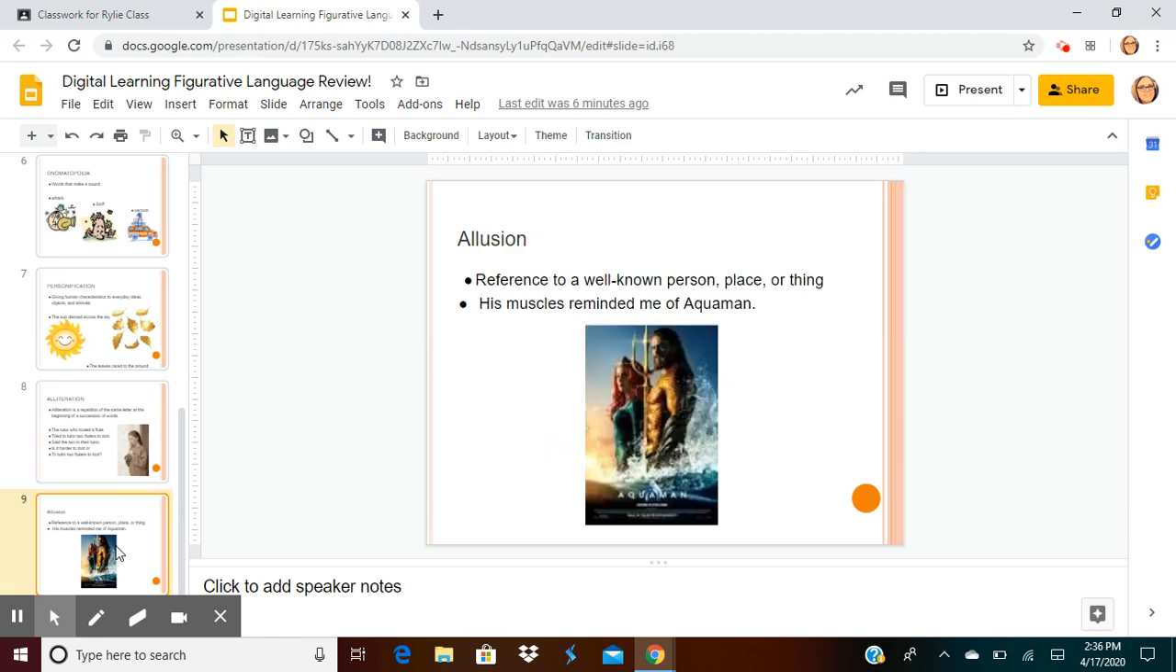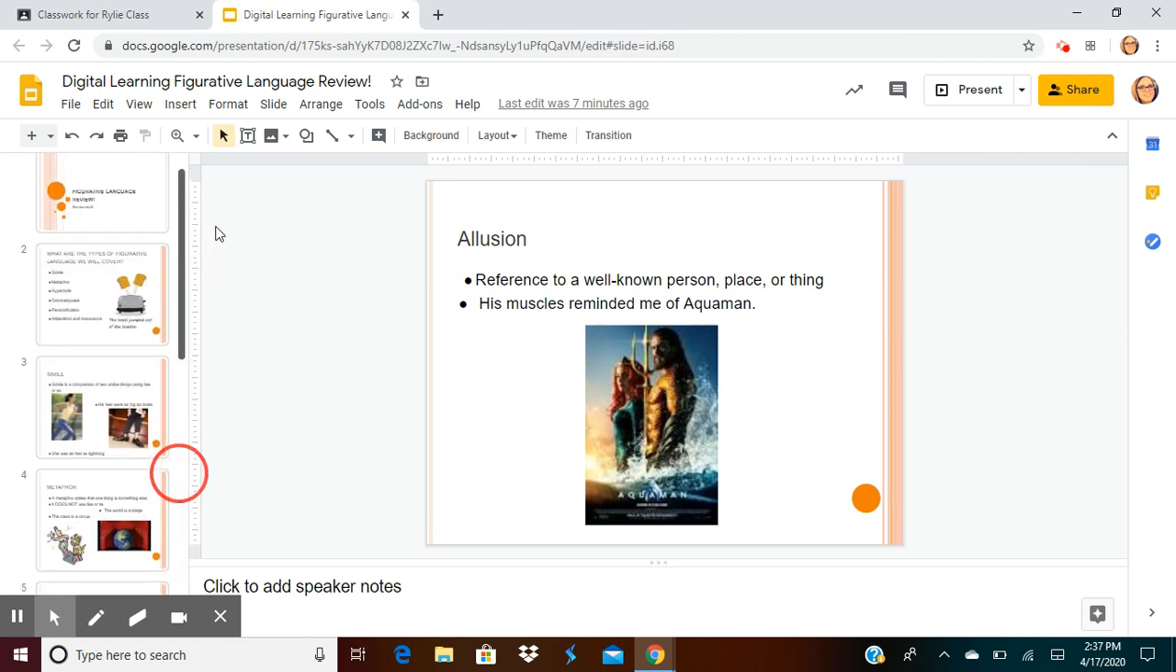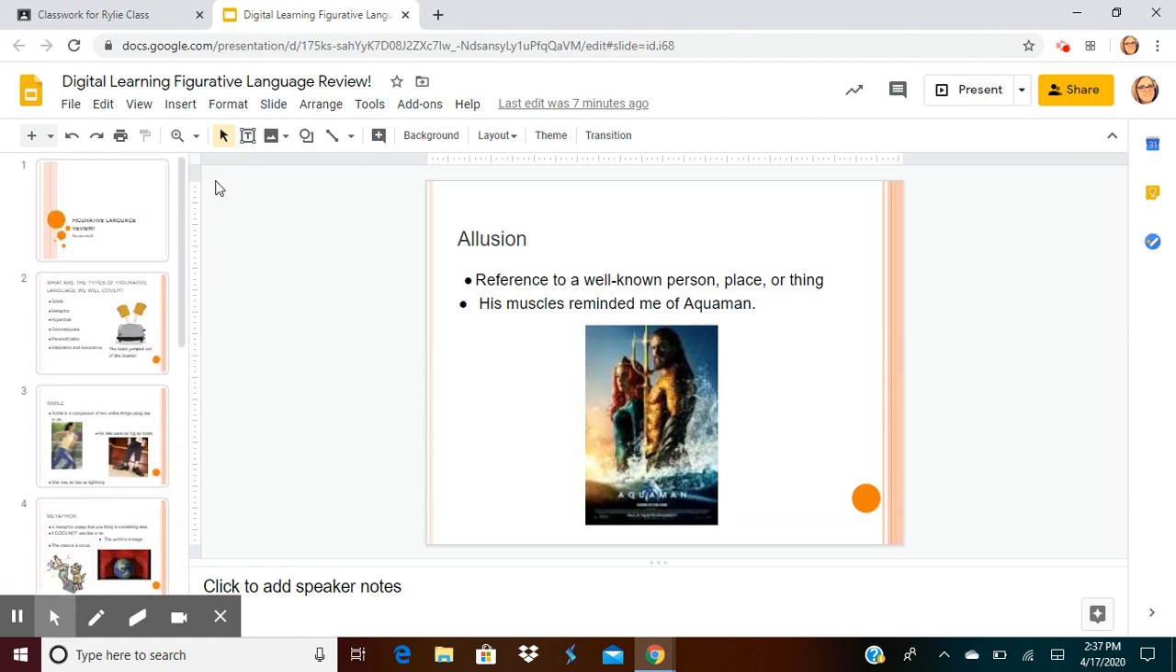The last thing is an allusion. It's a reference to a well known person, place, or thing. His muscles reminded me of Aquaman. Aquaman's a well known person, and I'm using him to describe this guy's muscles. That is an allusion. So that's the end of my slideshow. While you guys are taking your quiz, you're more than welcome to go back to the slideshow for a reference to see the answers or get help on your answers.